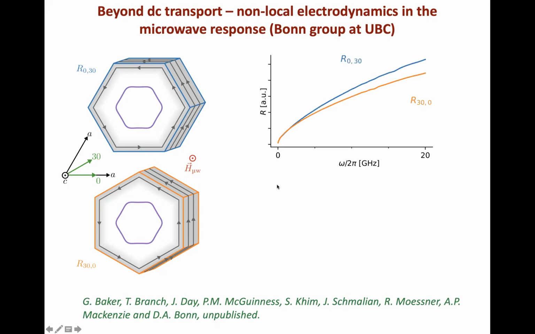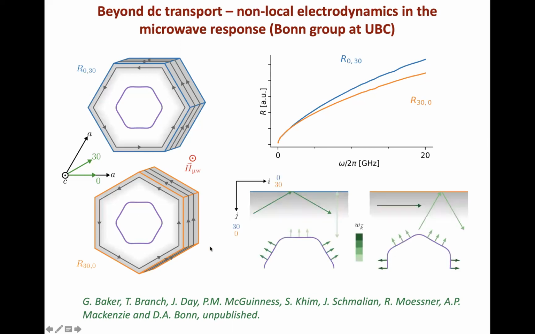And what they see with a really nice broadband bolometric technique, where they can study all frequencies up to 20 gigahertz in the same sample, is an easily resolvable difference in the frequency dependence of the microwave surface resistance that they get from the samples in the two orientations. And the key to understanding that is very similar to before. They're obviously studying the response of the electrons within the skin depth of these crystals they're studying.